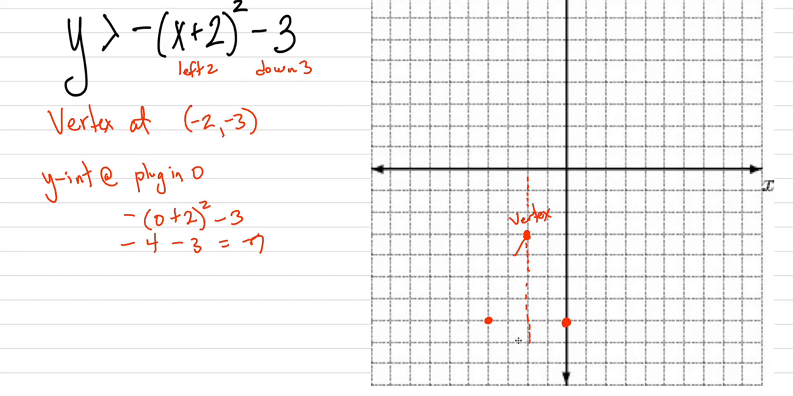13. Thank you. Yep, 13 is Kelsey. Is this solid line or dotted line? Dotted line because it's y is greater than.